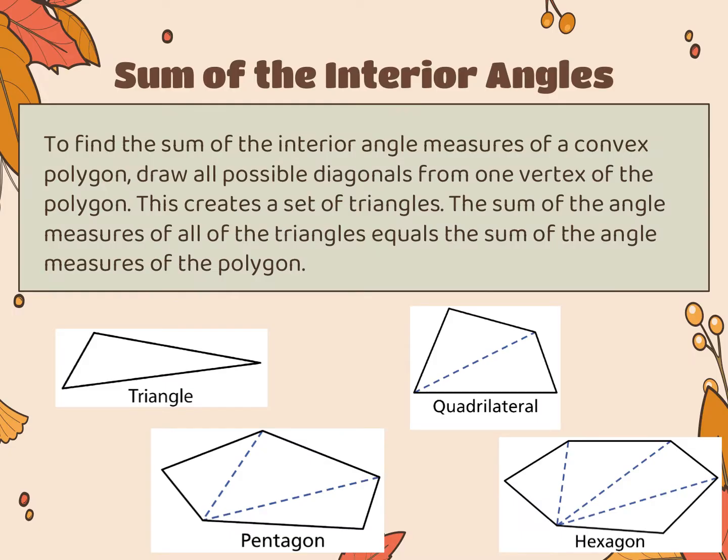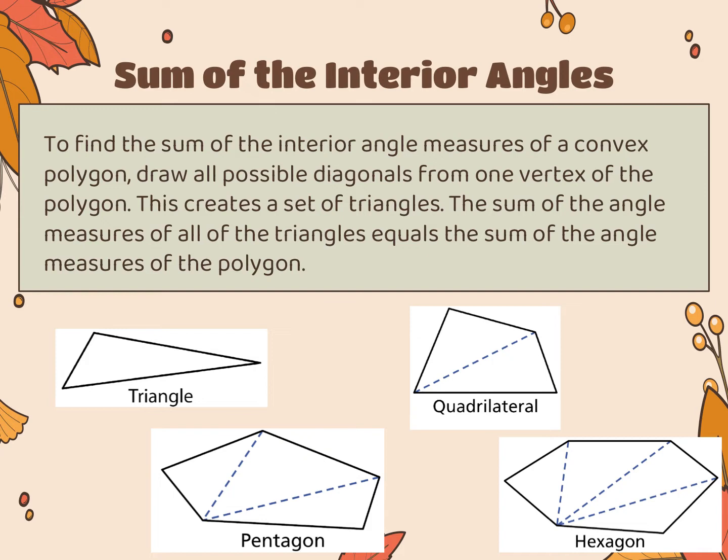Next, we're going to talk about finding the sum of the interior angles of a polygon. Now, we already have covered triangles in depth, and we know that the sum of the three angles of a triangle always adds up to be 180. So to find the sum of the interior angle measures of a convex polygon, you're going to draw all the possible diagonals from only one vertex of the polygon. This is going to create a set of triangles.